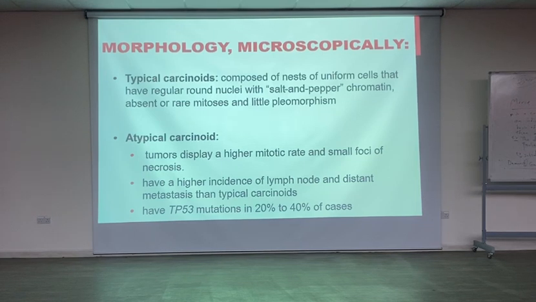While in atypical carcinoid there is higher mitosis. يعني بتلاقي عندك mitosis ممكن تشوف necrosis. Why it's important? Because atypical carcinoid is associated with higher incidence of lymph node involvement and maybe distant metastasis, and this is because it has p53 mutation in about 20 to 40% of cases.